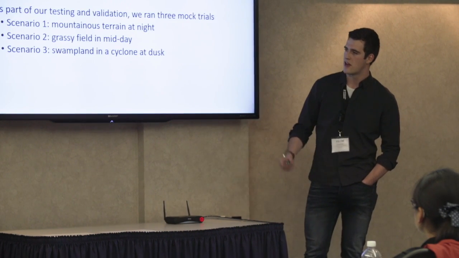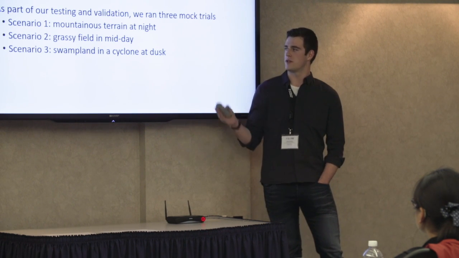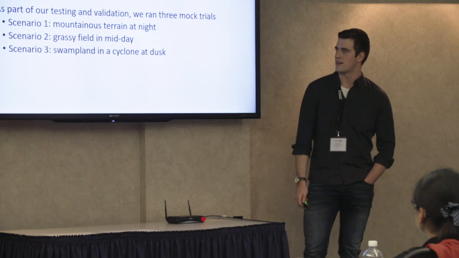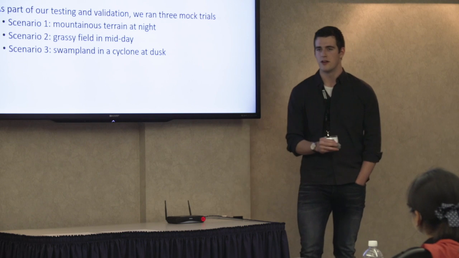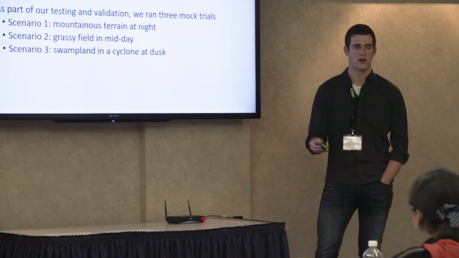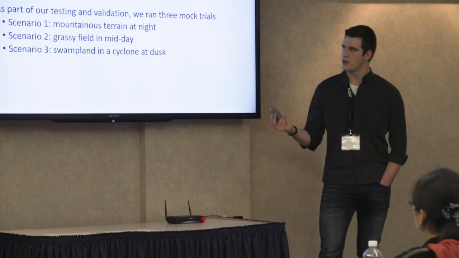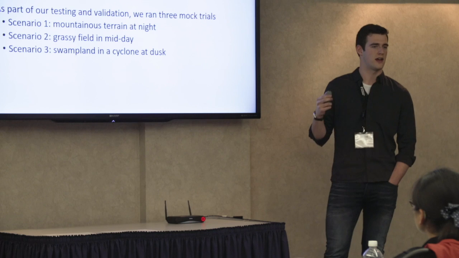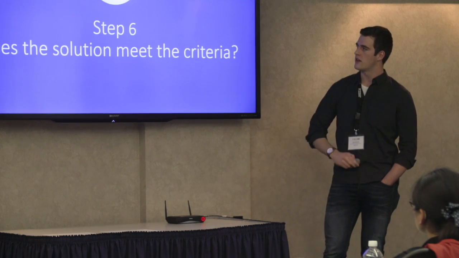So we devise a series of tests, just 3 of them. You're going to try, what happens at a mountain, mountains at night, grassy fields in the middle of the day, or swampland and a cyclone at dusk. You're going to see what sort of different scenarios you can go through to test your device to see if it works. This might fall under validation, I believe, more than verification. You're trying to figure out if your drone will actually work and fulfill the client requirements. So you run your test, you go through it.